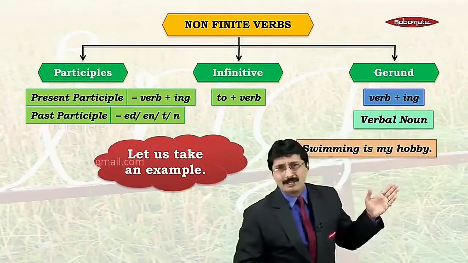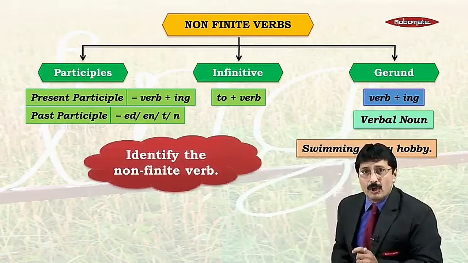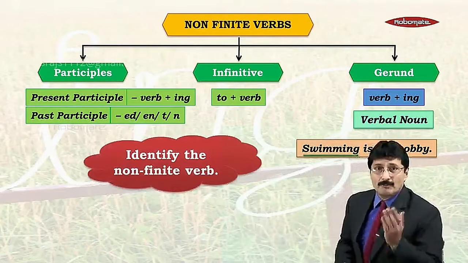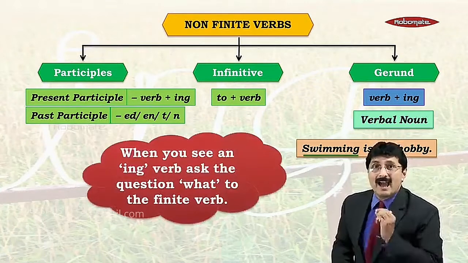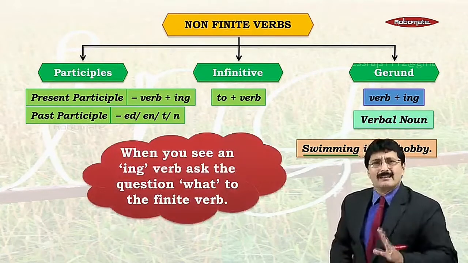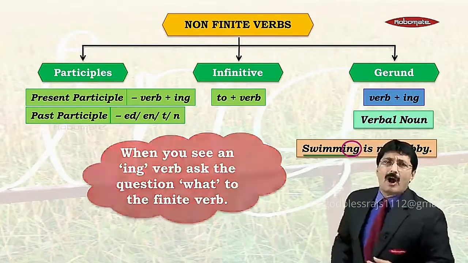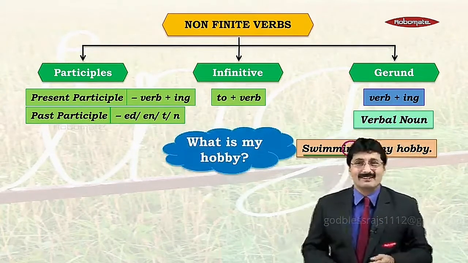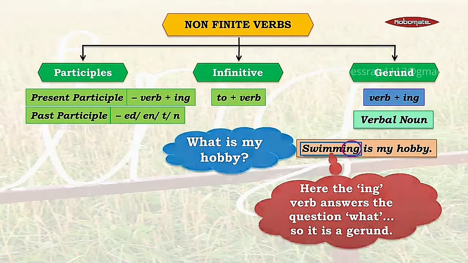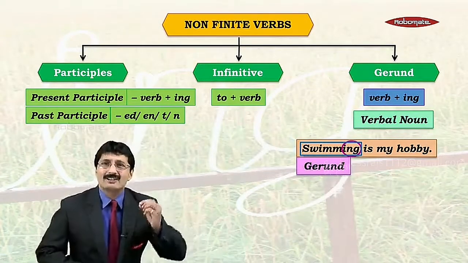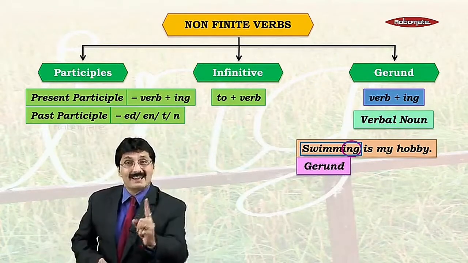Let's take an example. Swimming is my hobby. Now, as you know, we have to identify the non-finite verb. It is swimming. So, remember this. Whenever you see an ing verb, first thing, ask the question what to the verb. You see ing? Ask, what is my hobby? And the answer is swimming. So, swimming is a gerund. What is a gerund? A gerund always answers what to the verb. It is ending in ing.